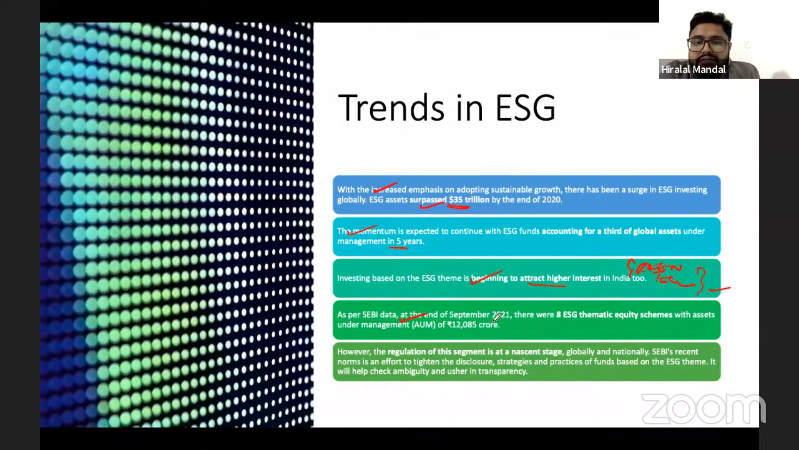If you look at India, by the end of September 2021, 8 ESG thematic equity schemes were in operation with a size of 12,085 crore. But the problem is the regulation, because the regulation is at a nascent stage. Now SEBI will have to become active in order to reduce the ambiguity in this space, increase transparency, and make operations more fluid and dynamic. With a disclosure policy, SEBI can further accelerate investment towards ESG funds in the country and the availability of funds for green technology. So this is about the ESG fund.